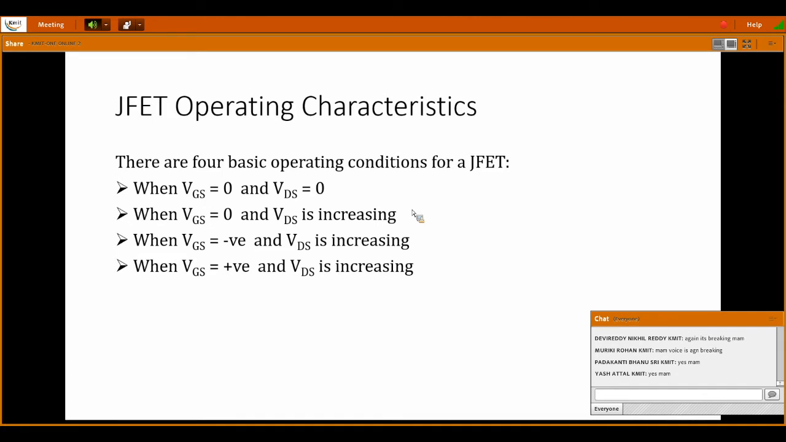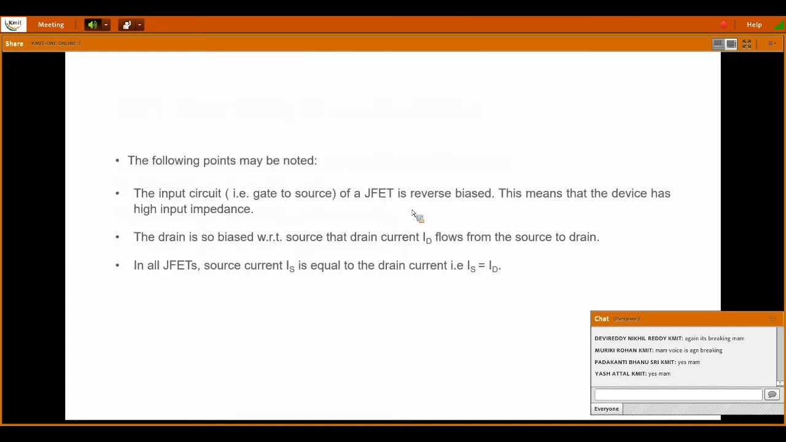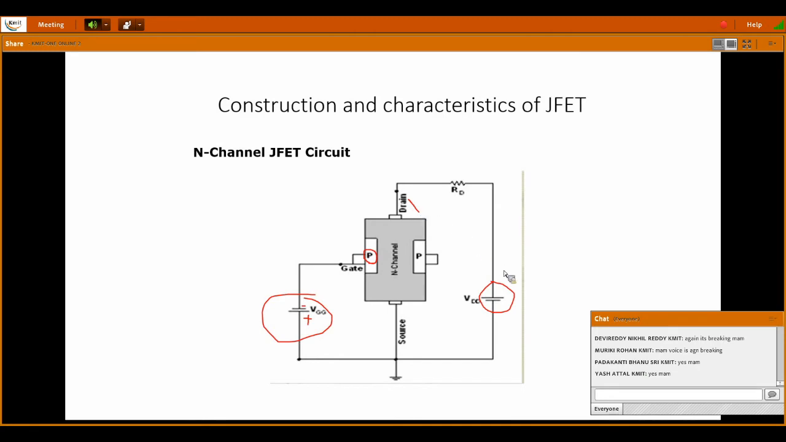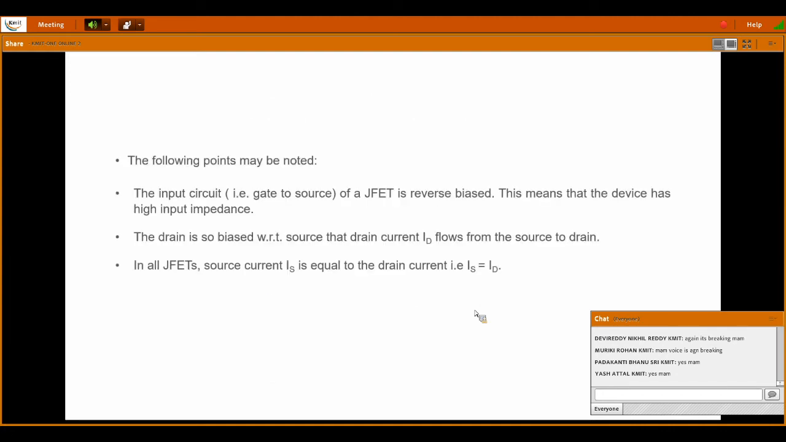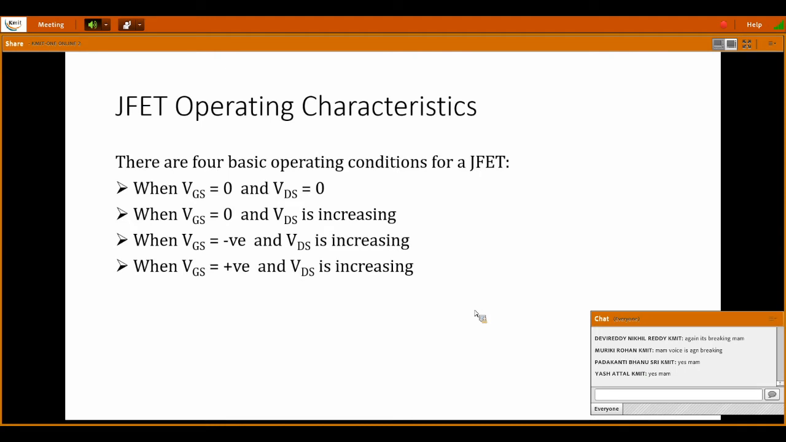So first, there are 4 conditions being taken here, based on the supplies, because we have 2 supplies in the circuit. See, the operation varies with these 2 supplies, that is, here it is shown as VDD and VGG. So based on the variation in the supply voltages, the operation of the N channel JFET varies. So based on the supplies, I have divided it into 4 different phases. I'll be explaining each phase one by one. Follow it, listen carefully.